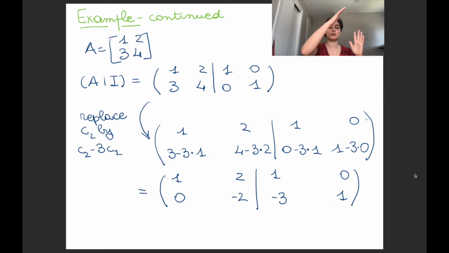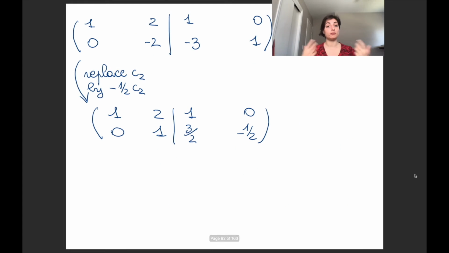Now we have on the left of our bar 1, 2, 0, and minus 2. And on the right, we have changed things around. It's not the identity anymore. It's 1, 0, minus 3, 1. So we rewrite things, and we want to get the identity on the left. So what we want to do is change that minus 2, that is on the diagonal of our matrix on the left, into a 1.